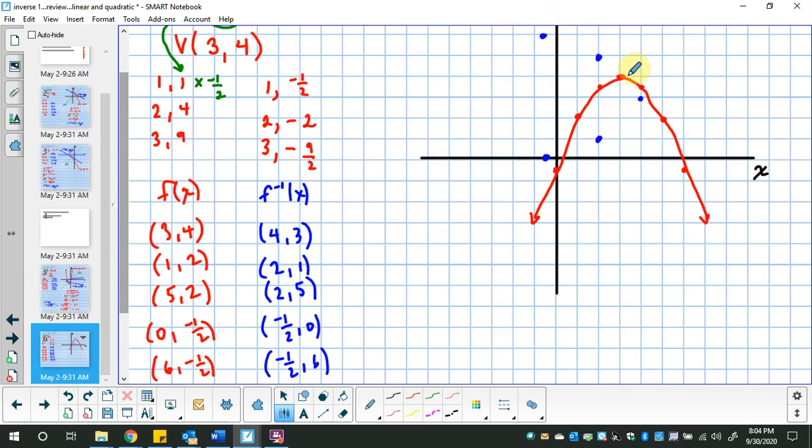And then look at these. So this is the vertex. Then you know there's a dot right there because it's a half off. And there's a dot there. So you can fake some of this if you want.